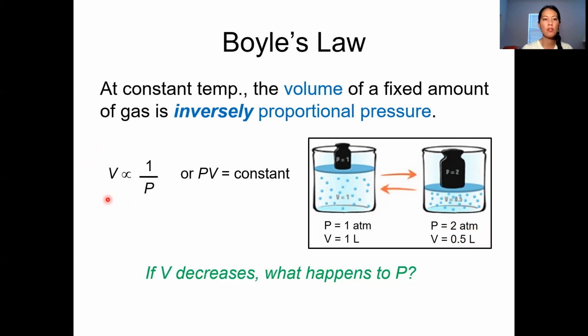How you write that can be this way. Volume is inversely proportional to, I apologize, is directly proportional to 1/P. So the symbol here means directly proportional. If you want to say something's inversely proportional, you would say 1/something. Okay, so it's directly proportional to 1/P. As volume decreases, pressure increases. Or you can say that P times V equals some sort of constant, meaning if I decreased V to maintain that constant, I would have had to increase P.